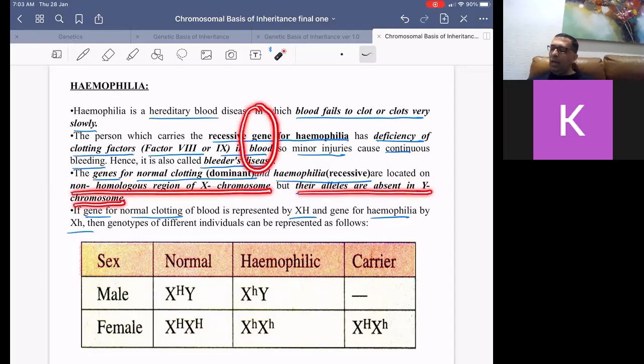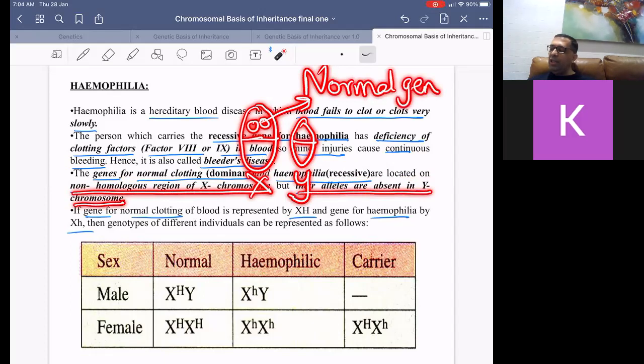So once again, this is the X chromosome and this is the Y chromosome. Here we have normal genes for clotting factor 8 and 9. Normal genes for factor 8 and 9, and there is no corresponding allele on the Y chromosome. So, on the Y chromosome there is no corresponding allele.